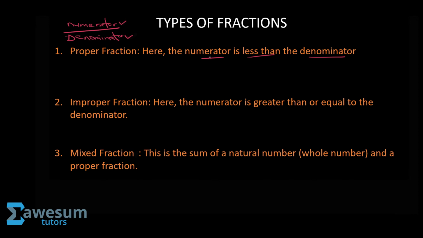So in this case, if you say your numerator is less than the denominator, what are the examples of that? 3/5 is an example of a proper fraction. Why? Because your numerator is 3 and your denominator is 5. Numerator is less than denominator. Another example, 7/10. Numerator is 7, denominator is 10. 7 is less than 10.